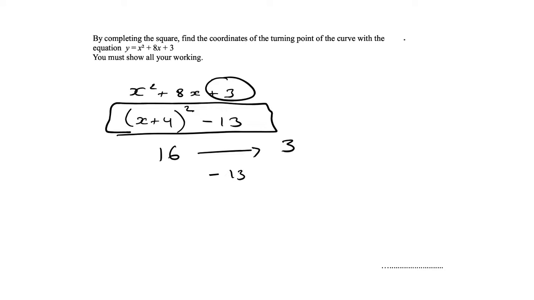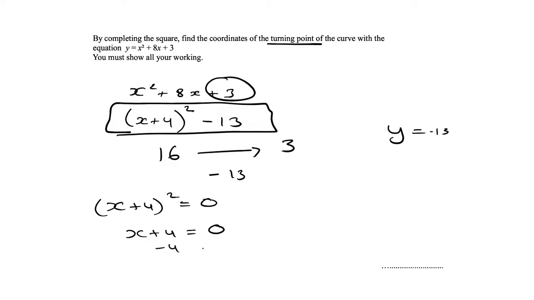Now we need to find the coordinates because that's a turning point. So the y coordinate is going to be negative 13. Now the x coordinate, x plus 4 all squared, is equal to 0. X plus 4 is equal to 0. Subtract 4 from both sides. X is equal to negative 4. So our x coordinate is negative 4. Putting them together, negative 4, negative 13. And that would be worth 3 marks.